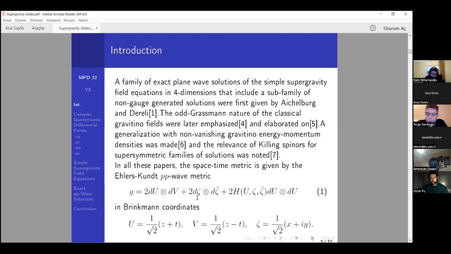Anyway, in all these papers, the space-time metric was given by the classical Ehlers-Kundt PP wave metric. That's shown like this. It's 2 dζ dζ-bar, du dv. Maybe you're familiar with it already. In Brinkmann coordinates, as you see, u, v, and the ζ is this stereographic projection coordinate that's shown here.